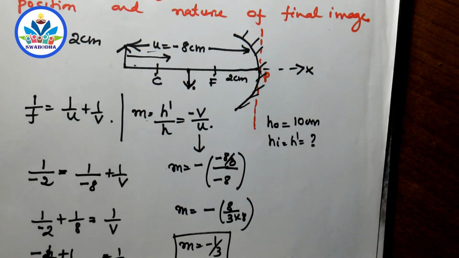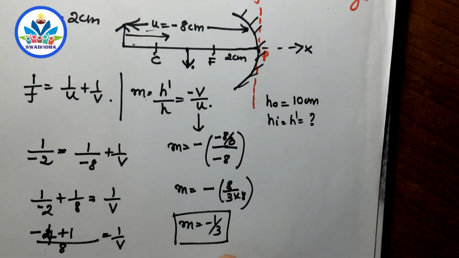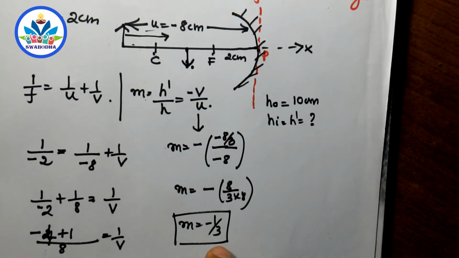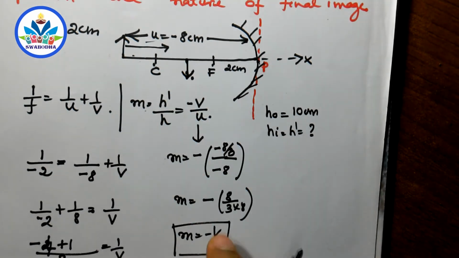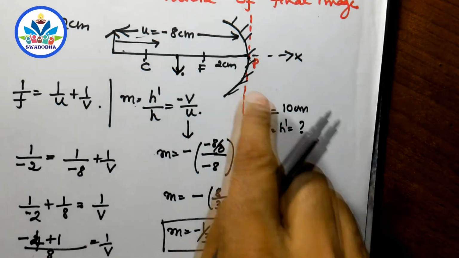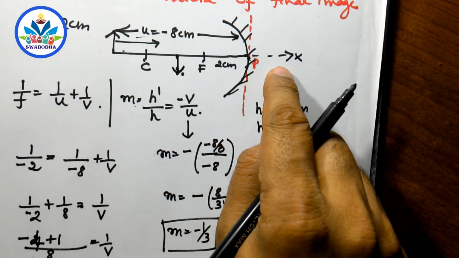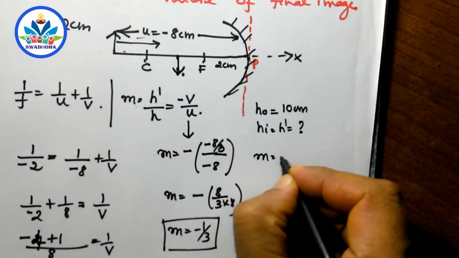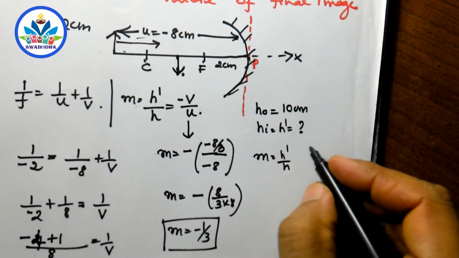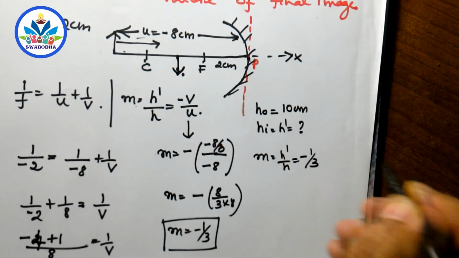What do you mean by this? The answer says that image is 1 by 3rd of the size of the object. It is diminished image. So image is 1 by 3rd of the size of the object. How do you conclude it, sir? You take this case, that is H dash by H. This we will take. So magnification is H dash by H, and that answer got is minus 1 by 3.